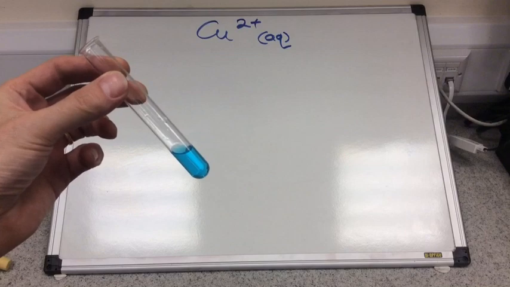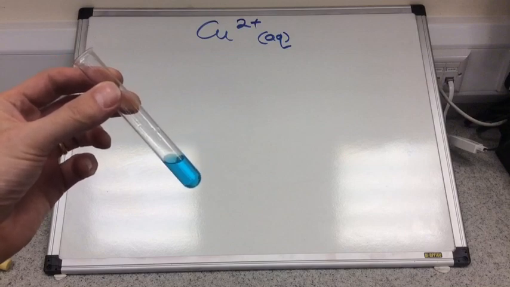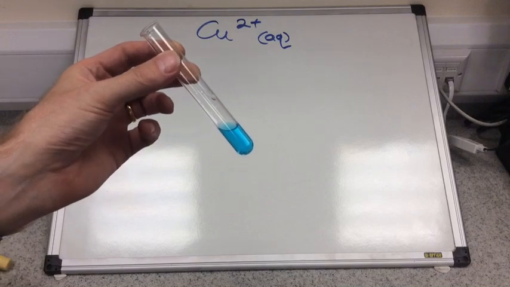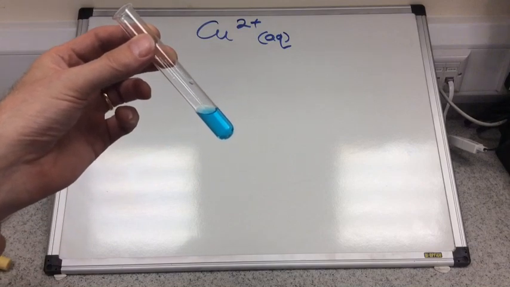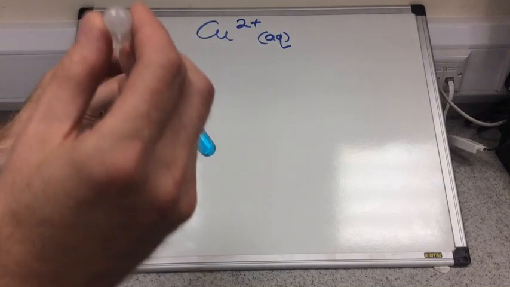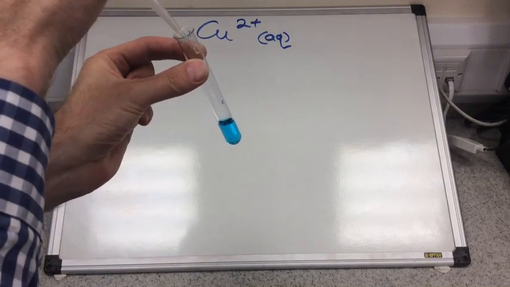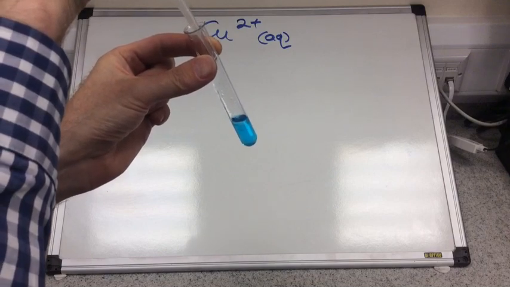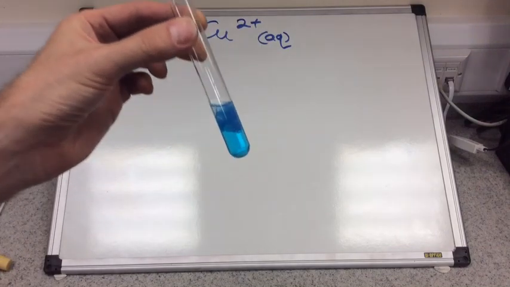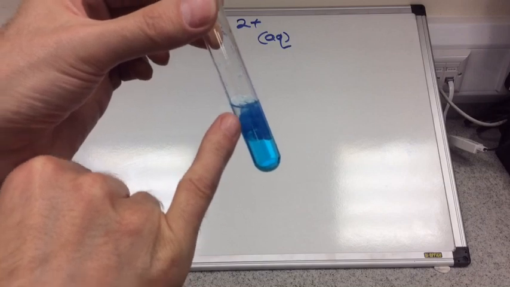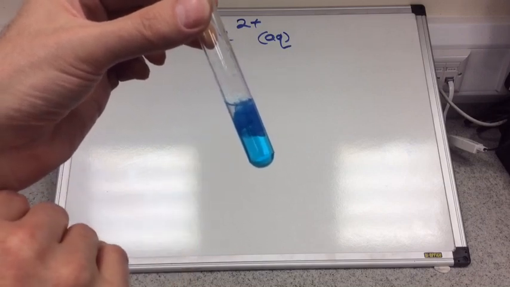The first example we're going to look at is the precipitation reaction of copper 2 plus ions. You can see the blue solution in this test tube. That is aqueous copper 2 sulfate. I'm going to introduce some hydroxide ions through this pipette and we'll see what happens. Hold that closer to the camera. You can see a pale blue solid precipitate has formed inside the test tube.